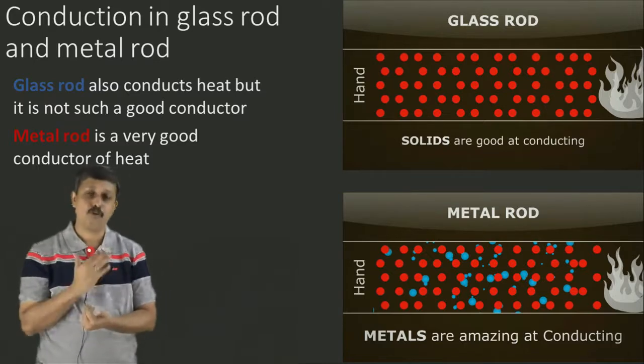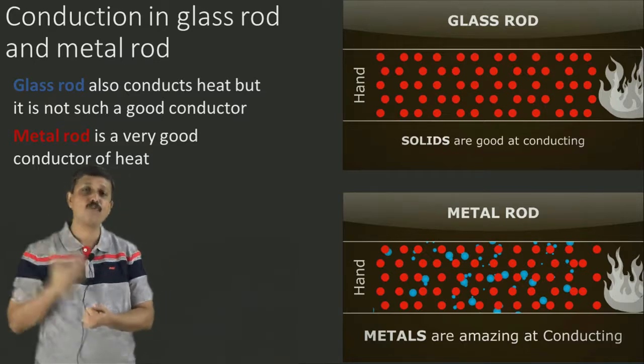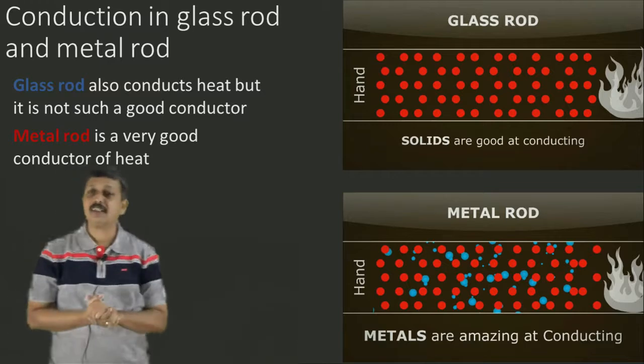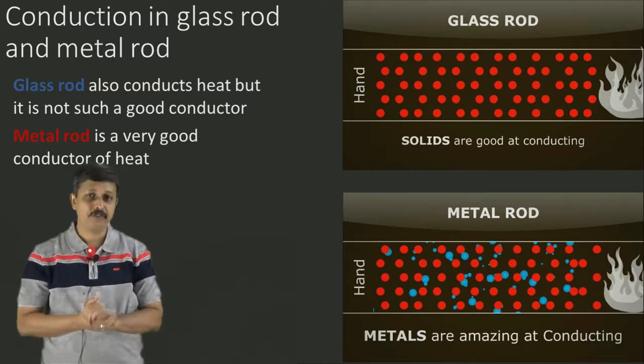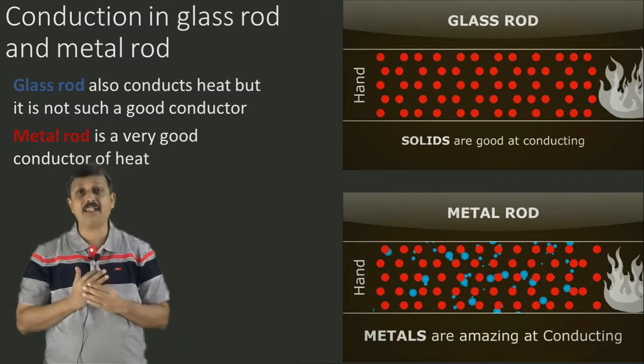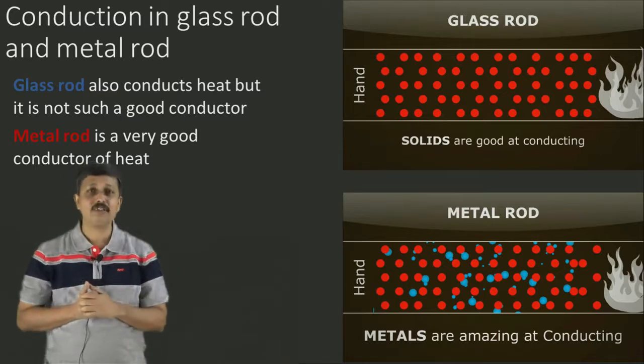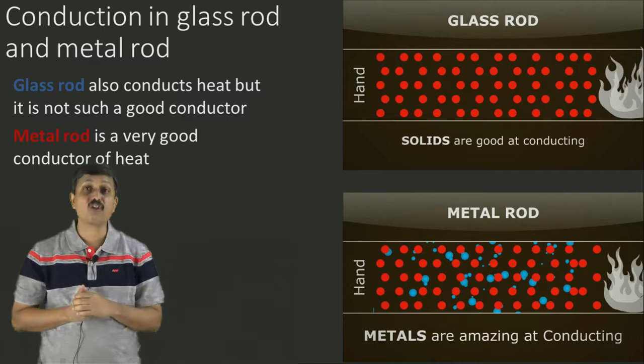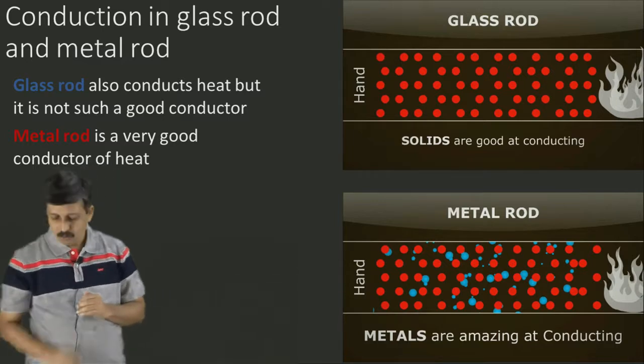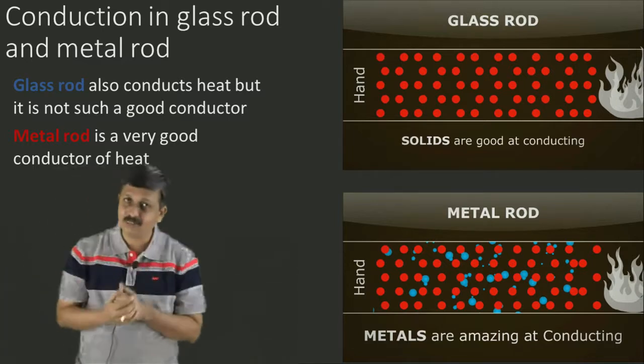They conduct much more because of those free electrons which move very fast inside the metal. Okay. So now you know why conduction is better in metals, because it is aided by the movement of electrons. Okay. So now let's look at the next one, which is convection.